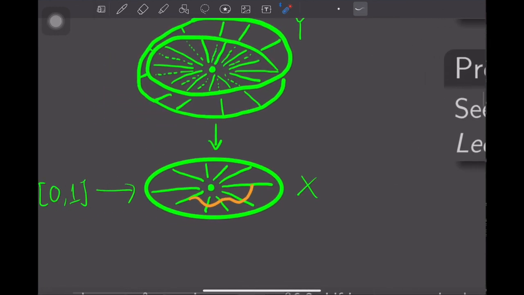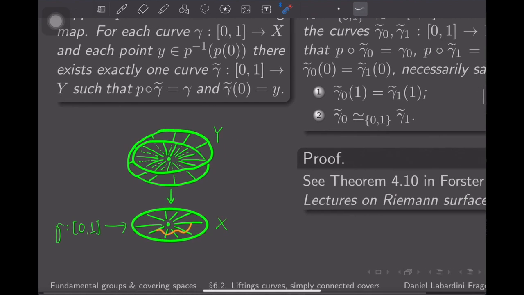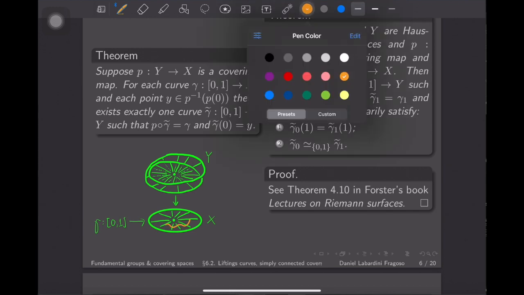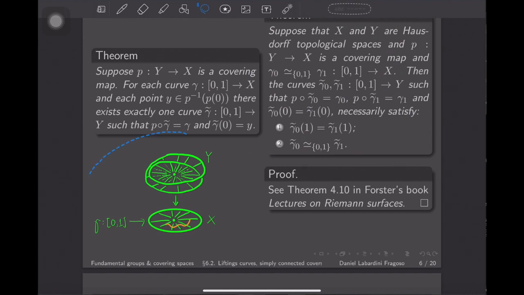For the actual formal proof, what one does is, once one took these finitely many open sets evenly covered by P, one uses them to extract finitely many points there, and then one chooses the starting point, and then starts extending interval by interval, for every small piece. Okay, the details, you can read them in Forster's book, which you can have a look at in the bibliography of the course.